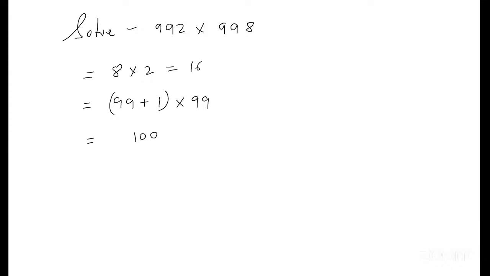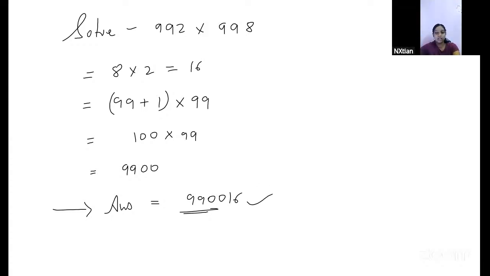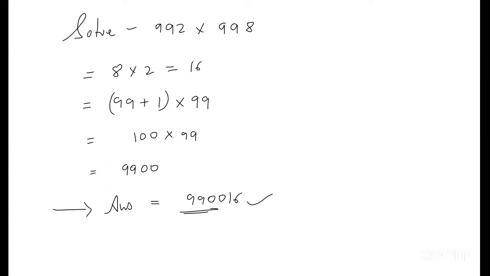Nine 0016, Simran. Okay? 0016. 9900. Okay? Then the answer will be 990016. Okay. So with this, we finished with this sutra. Yes, 990016. Okay, and homework is to finish exercise 20.2.